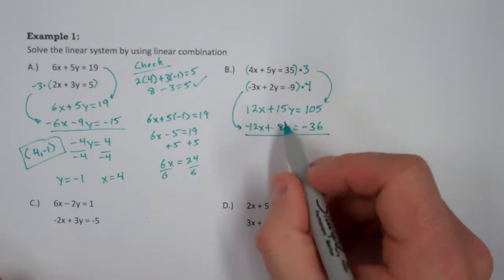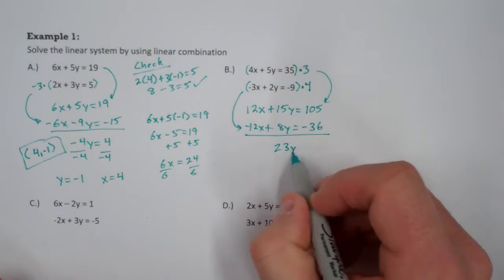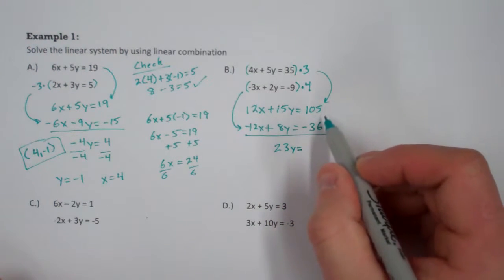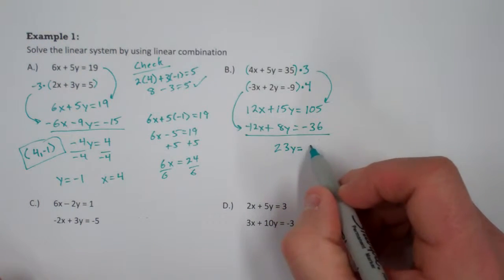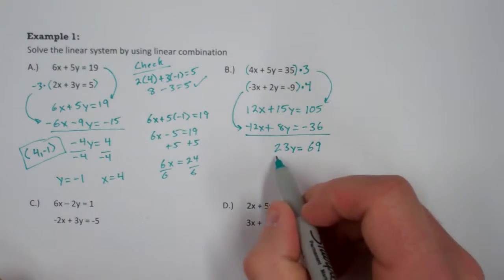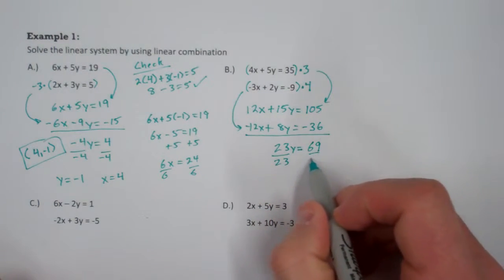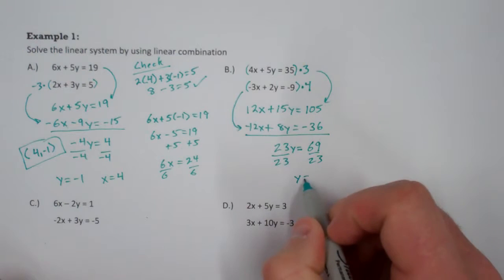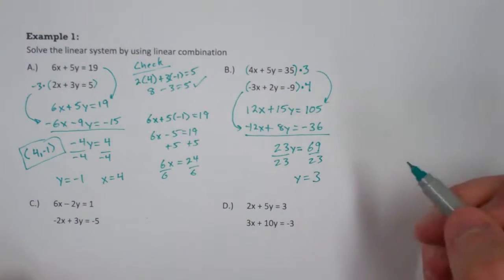We'll add these two together. We get 23y here. And on this side, we're going to get 69. So we'll divide by 23. And we think y here will be 3.